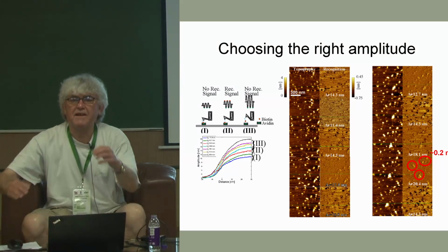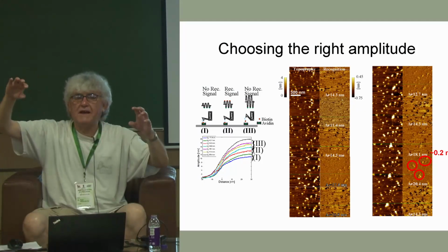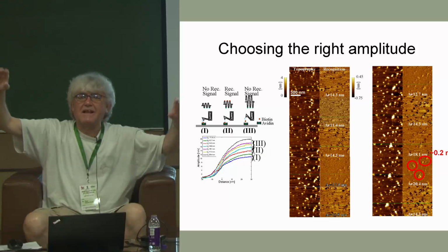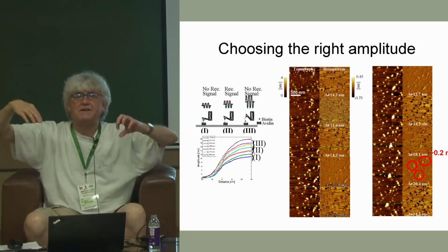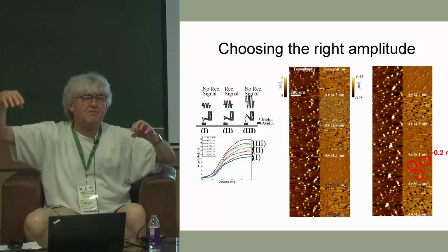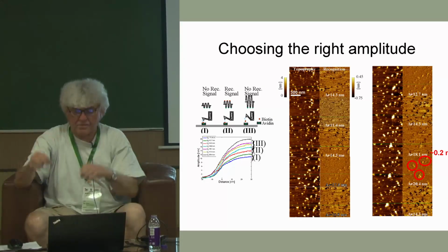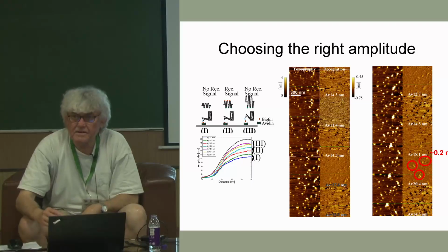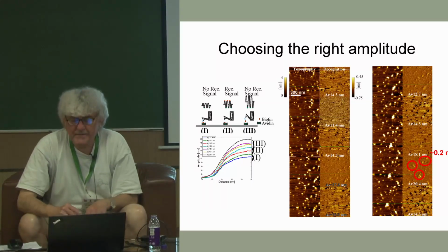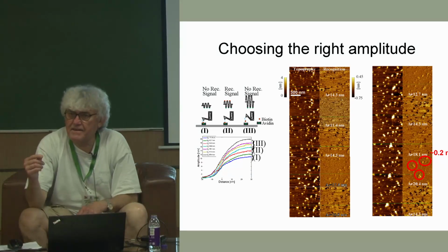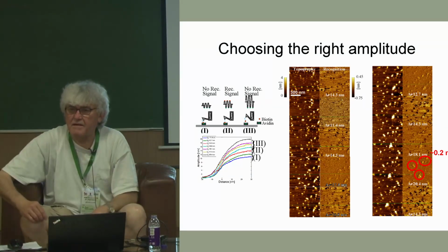So we can really control this, and that's also a nice control that it's not unspecific tip-surface adhesion. We call it the amplitude window, because it's just a window where it works. The linker length correlates with the amplitude. Exactly. So if you use a shorter linker, then you have another ideal amplitude.